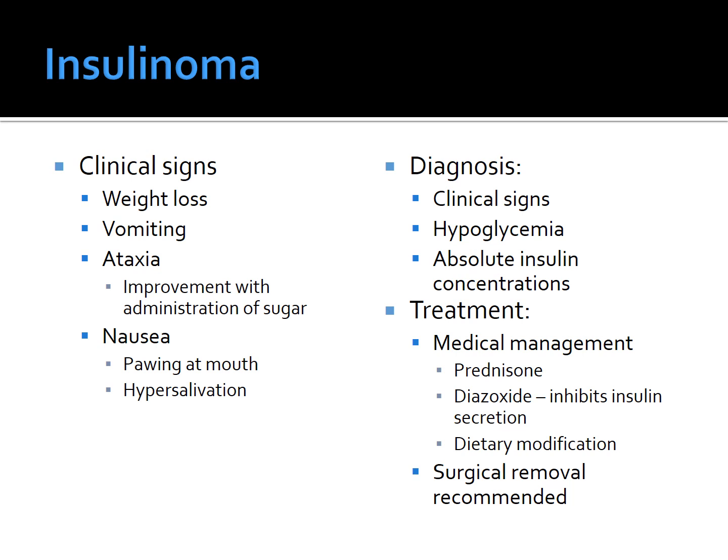You can diagnose this based on the clinical signs. You can also do blood tests to look at glucose levels. And you will also want to do an absolute insulin concentration so that you know what you're dealing with. You can treat this medically with prednisone. You can give diazoxide, which inhibits insulin secretion, or you can change their diet. But it is recommended to surgically remove the tumor.